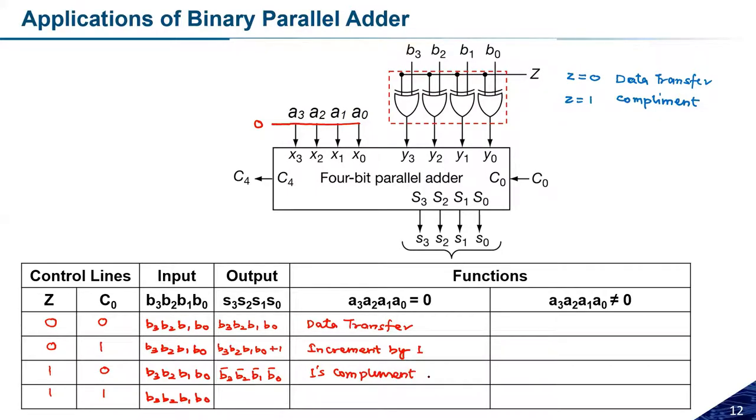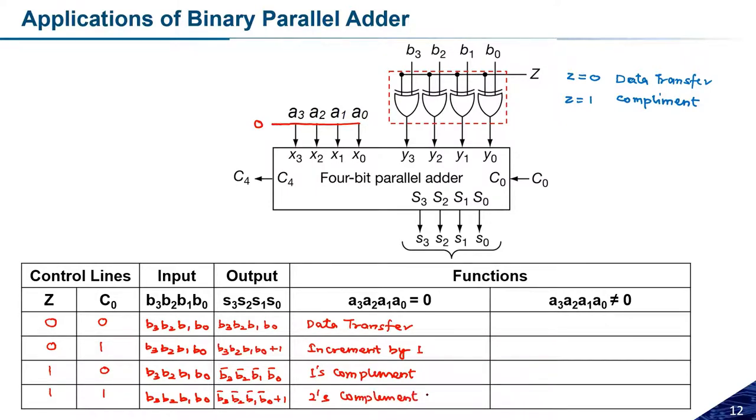Can anyone tell me about the fourth case? It looks like a two's complement. Whatever ones complement I have, I am adding one to it, so that will become the twos complement. So the function will become B3 complement, B2 complement, B1 complement, B0 complement plus 1. This looks like a 2's complement.